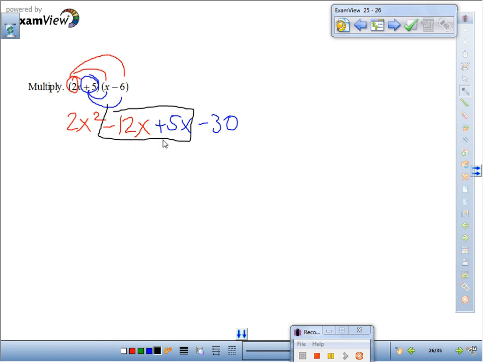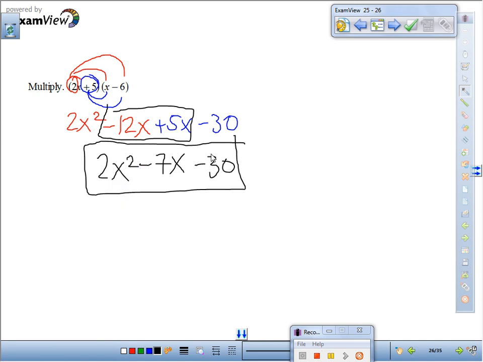Combine like terms. What's negative 12x plus 5x? That's negative 7x. Bring everything else down. So we got 2x squared minus 7x minus 30. Hands if you got that. Okay? Let's go to number 26. Guys, focus. We're almost done. Last one. Here we go.